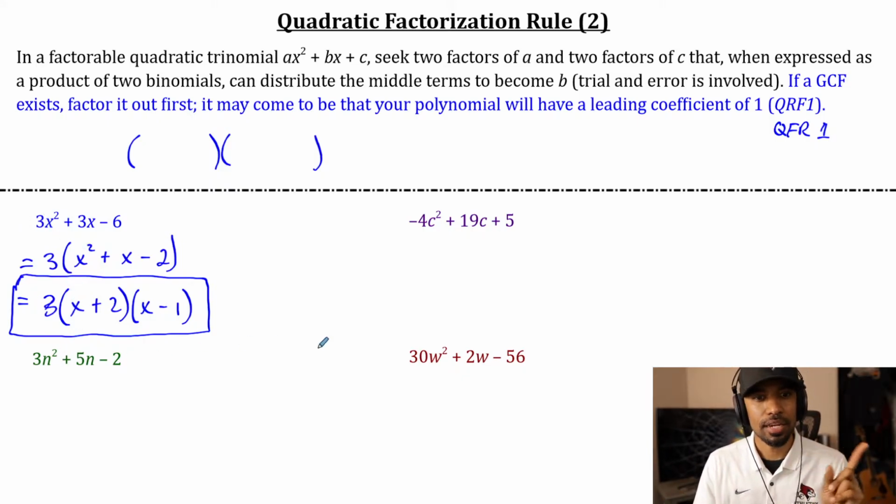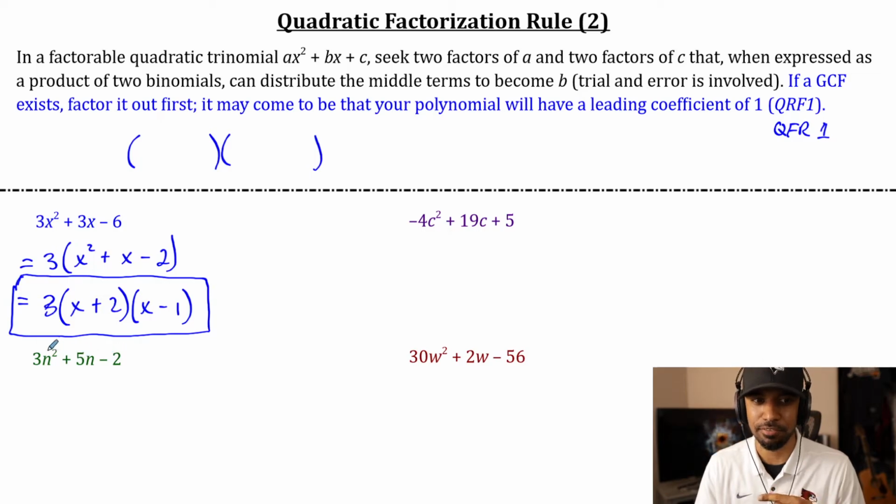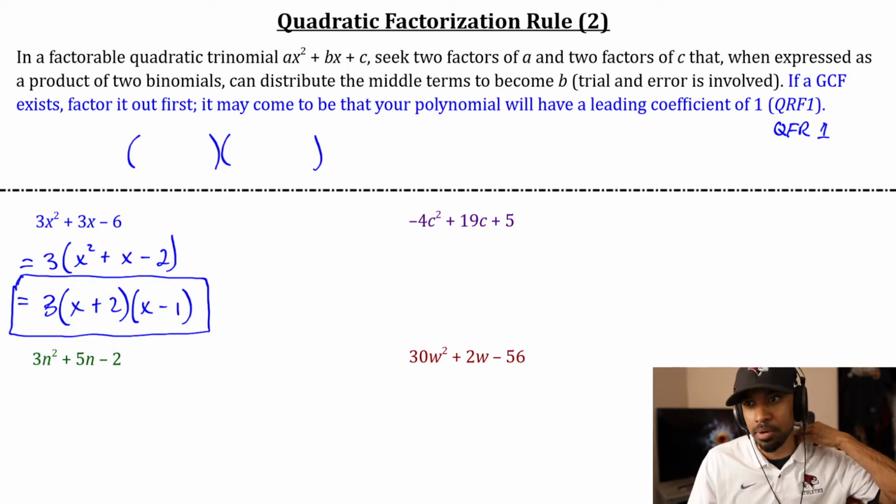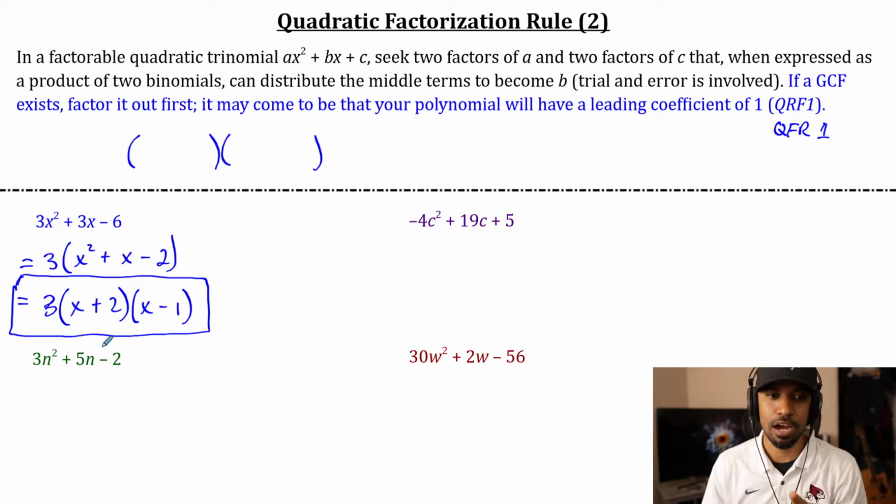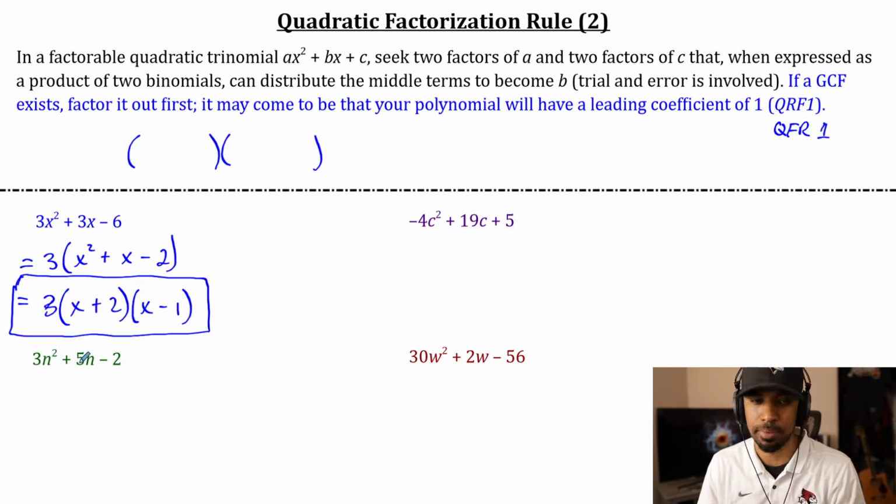Okay. Now, the next 3 problems that we do, you're going to see, like this green one right here, there is no common factor. I can't factor a 3 out of 5 and negative 2. I can't make this thing a 1. This thing's going to be a lot more difficult. No, I am not finding out which two numbers multiply to make negative 2 and add to make 5. This kind of problem's different. And it has everything to do with this part right here. Distribute the middle terms to become b.